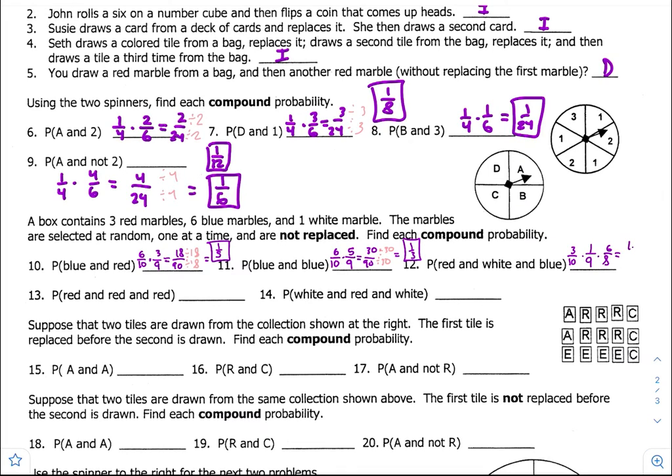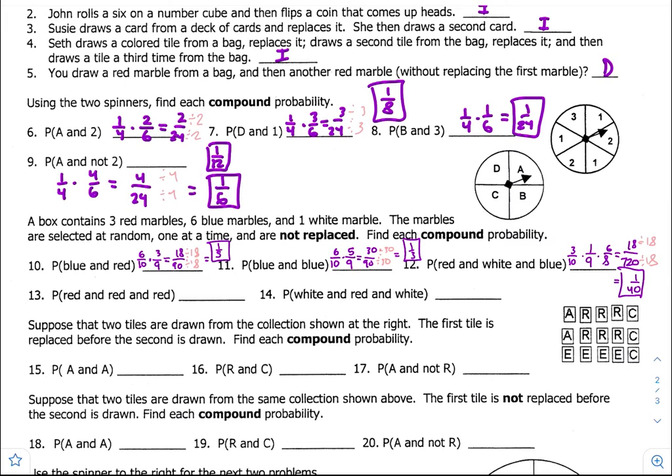Multiply all those together, you guys. So you guys get 18 over 720. And divide top and bottom by 18 to simplify that fraction. And you guys should get 1 over 40.